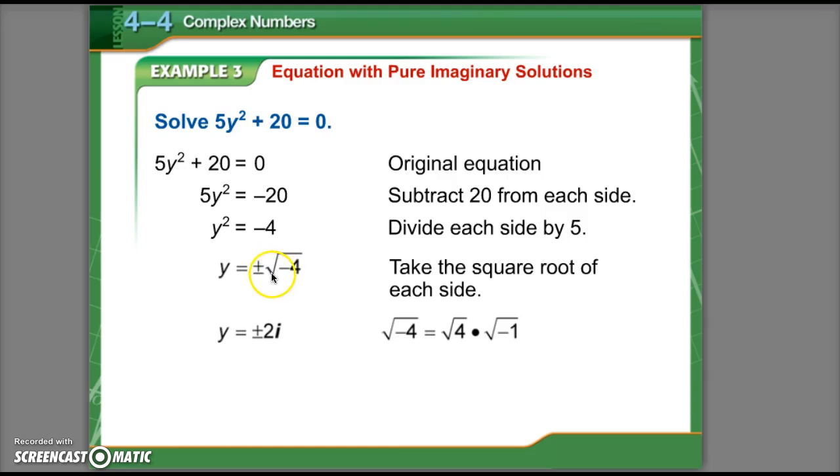Then you're going to have the square root, because you took the square root of each side, square root of negative 4. Remember that negative 4, the square root, is square root of positive 4 times the square root of negative 1. Bring out that negative 1. That's the letter i. And the square root of 4 is 2. So we have 2i. And the plus or minus sign comes down. So we have plus or minus 2i. Our first answer is positive 2i, and our second answer is negative 2i.